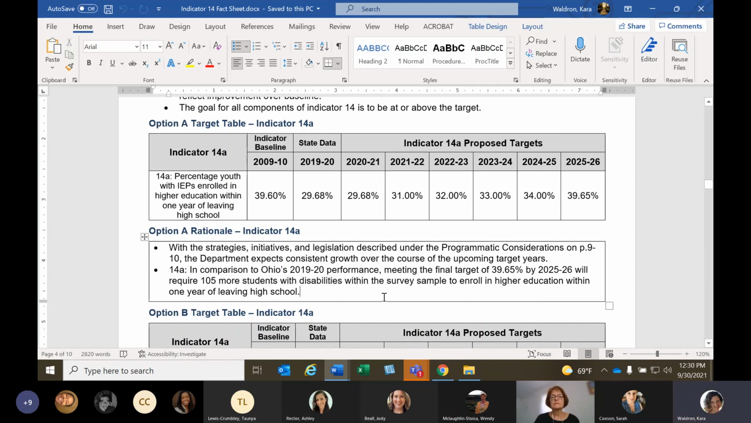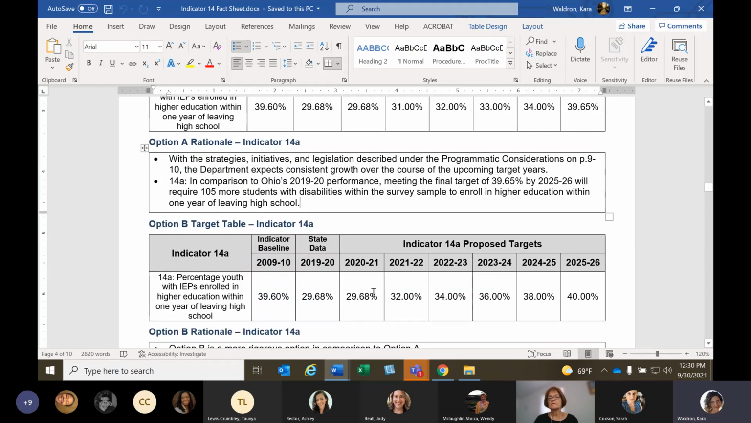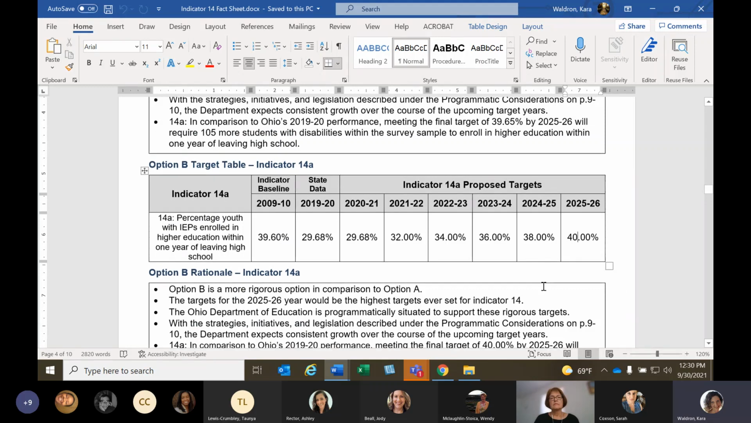All right, so for comparison, let's take a look at option B. Option B is slightly more rigorous, but not a lot more rigorous, just in recognition that our prior targets were pretty rigorous and we were not on track to meet them, except for that 1 year. So it does show a little bit more growth earlier on and steady growth throughout, ending at a slightly higher rate, at 40%, above the 39.6 baseline, relative to option A.